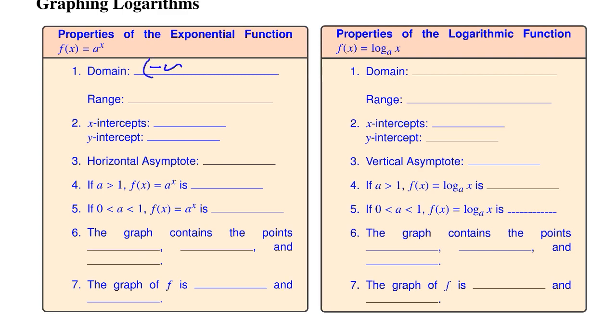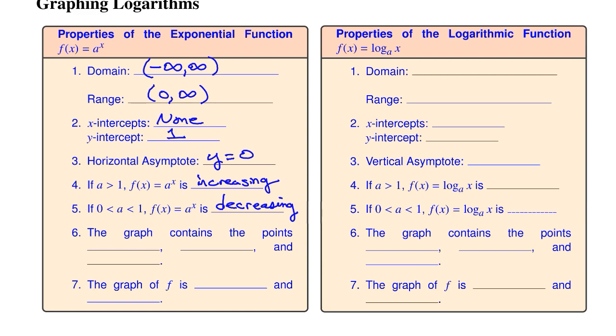The domain is negative infinity to infinity. The range is 0 to infinity. X-intercepts, none. Y-intercept of 1. Horizontal asymptote, y equals 0. If a is greater than 1, then the exponential function is increasing. If a is between 0 and 1, then the exponential function is decreasing. The graph contains the points (-1, 1/a), (0, 1), and (1, a). And the graph of f is smooth and continuous.